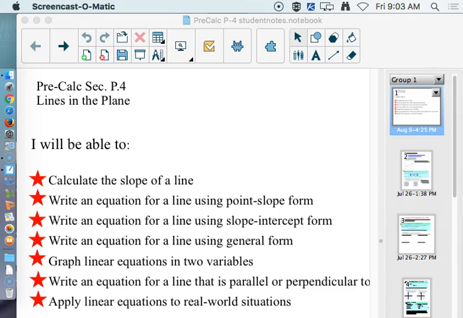So this one is going to be new. We probably won't get here today. Write an equation for a line using general form. And it's not difficult. It's just a form name that you have not seen before. That's all it is. Graph linear equations in two variables, that'll be Monday. Write an equation for a line that's parallel or perpendicular to another line, that'll be Monday. Apply linear equations to real world situations, the word problems, Monday.